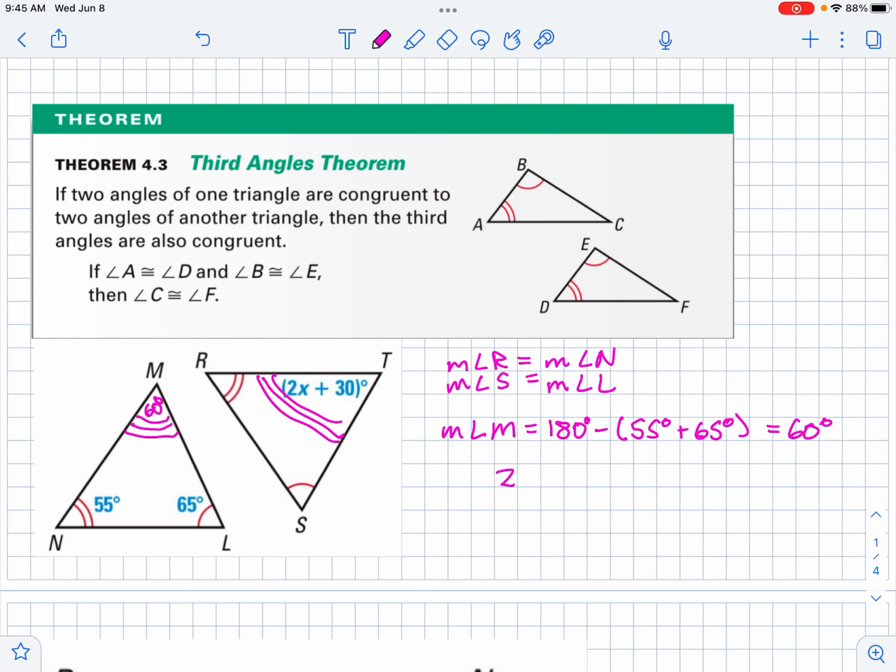That means that 2x plus 30 has to equal 60 degrees. So that means that 2x is equal to 30. That means that x is equal to 15. So there we have it. By knowing that two angles from one triangle are each congruent to the corresponding angle in another, we can determine that the third angles are also congruent. And that helped us in this case to figure out what x is.